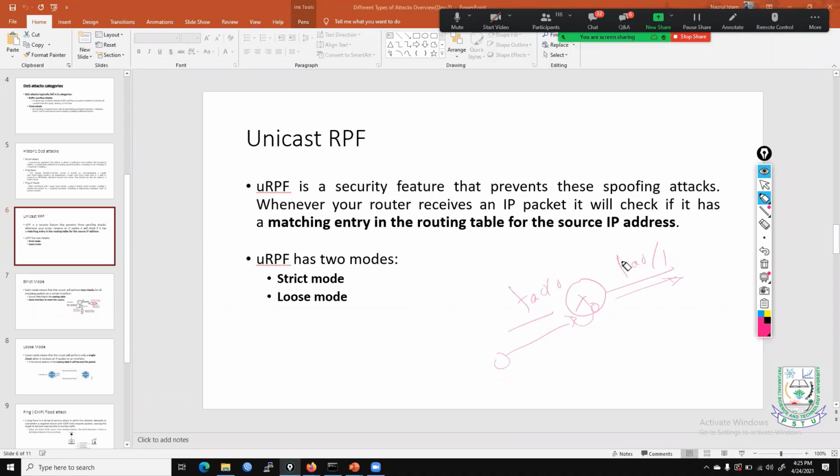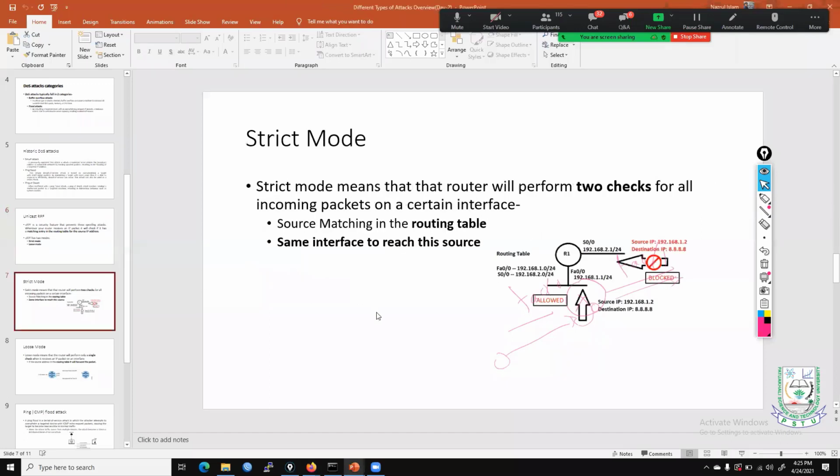In strict mode, it will check two things. First is matching the source in the routing table. Another thing is whether the route to reach that source uses the same interface or not. If it matches the same interface, then it will forward, and if not matching the same interface, the packet will be discarded. That is called strict mode.